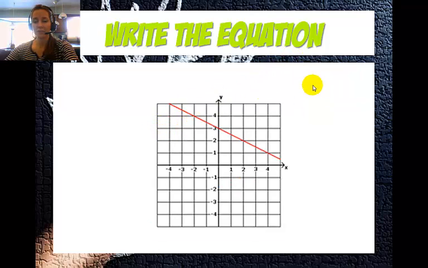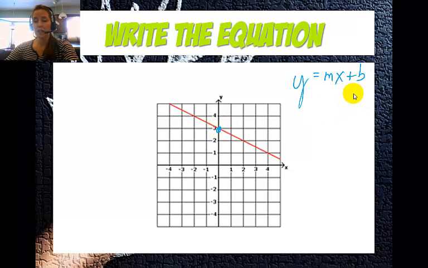Right here, again, I'm going to write in my slope-intercept form. 3 is my starting point, positive 3. And then from there, it looks like right here is another good point, down 1 over 2, down 1 over 2, down 1 over 2. So negative 1 over 2.